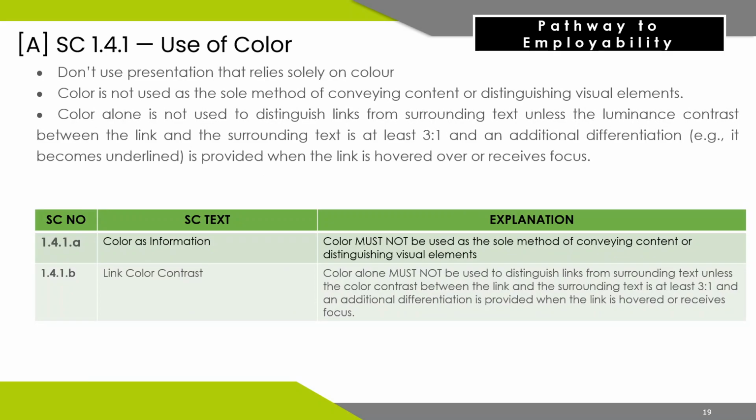The requirements for success criterion 1.4.1 Use of color are 1.4.1.a Color as information. Color must not be used as the sole method of conveying content or distinguishing visual elements. 1.4.1.b Link color contrast. Color alone must not be used to distinguish links from surrounding text unless the color contrast between the link and the surrounding text is at least 3:1 and an additional differentiation is provided when the link is hovered or receives focus.